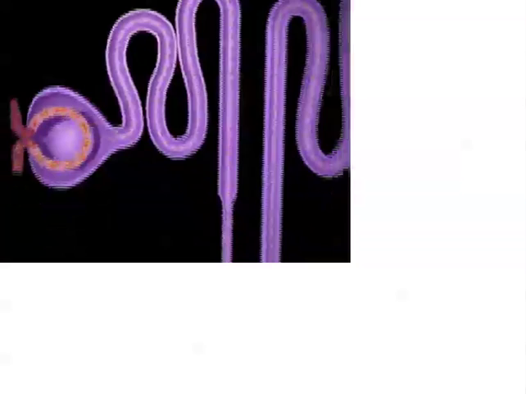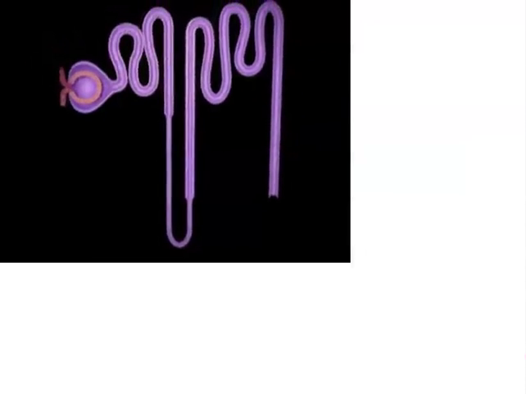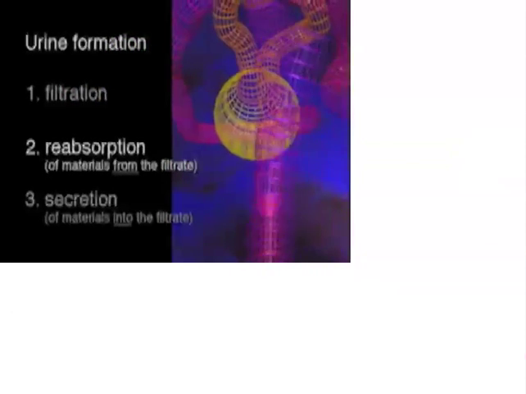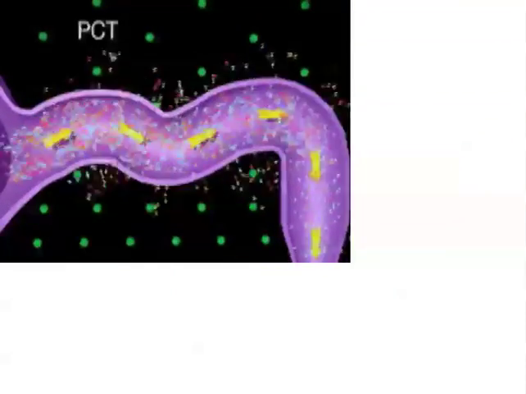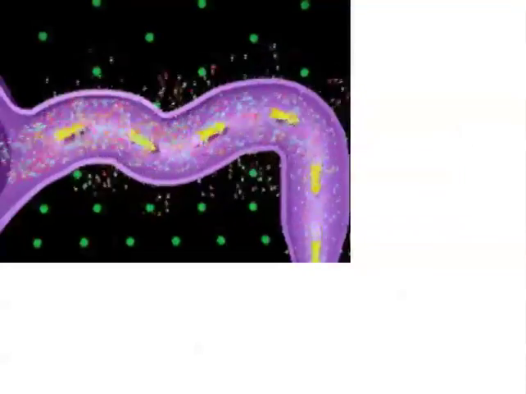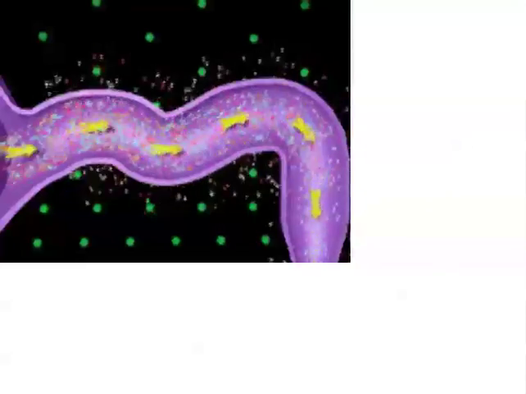As it travels along the nephron, the composition of the tubular fluid changes dramatically. Reabsorption is the second step in urine formation. Most reabsorption occurs along the proximal convoluted tubule. Reabsorbed material moves into the interstitial fluid and then diffuses into the peritubular capillaries.